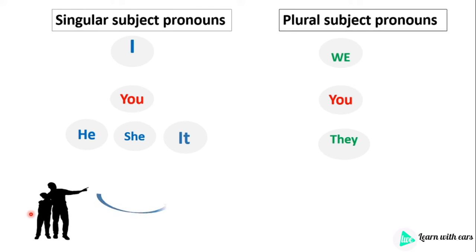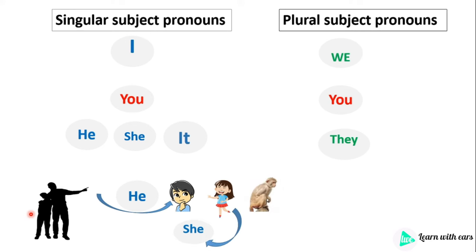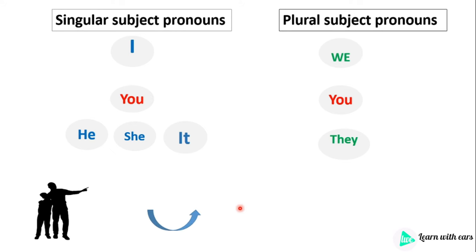And they are talking about third person, boy, he. Now they are talking about third person, girl, she. Now they are talking about third person, animal, it. Now they are talking about three students. Here there is a girl and there are two boys, but they can't use he or she because there is one girl and two boys. Okay, they are plural.